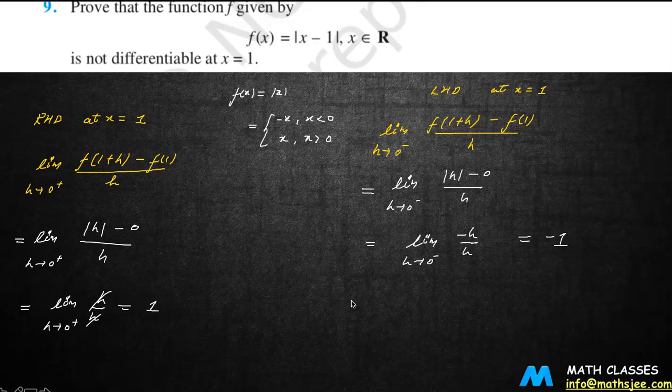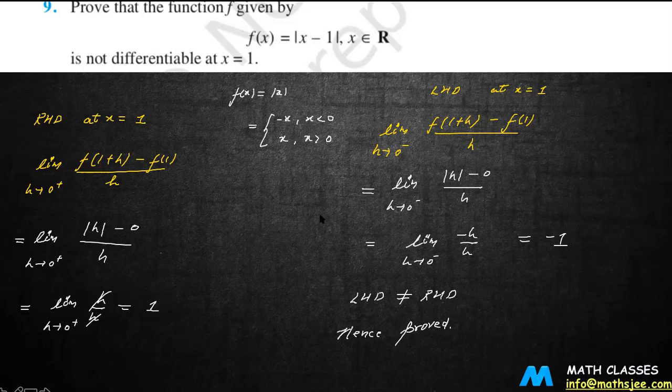So from this we have that the left hand derivative is not equal to the right hand derivative, right? So now we have proved. We will write hence proved. Since the left hand derivative is not equal to the right hand derivative, we'll say that the function is not differentiable at the point x equal to 1, right? Now understand these points, and if you are not able to get the things, just play the video again.